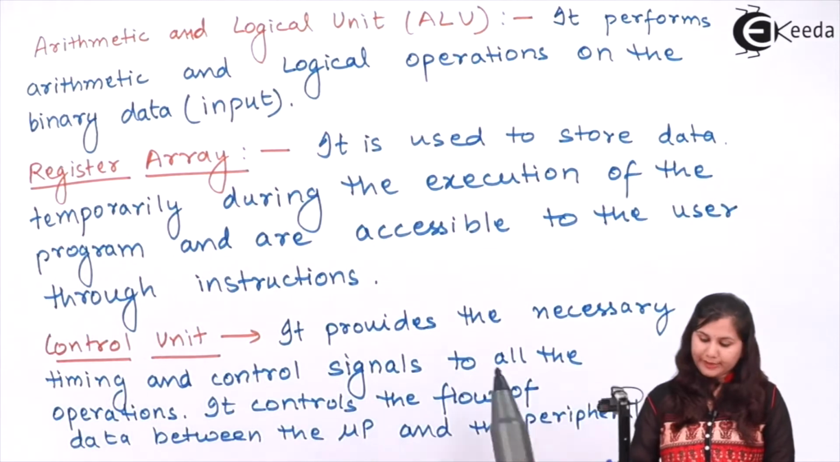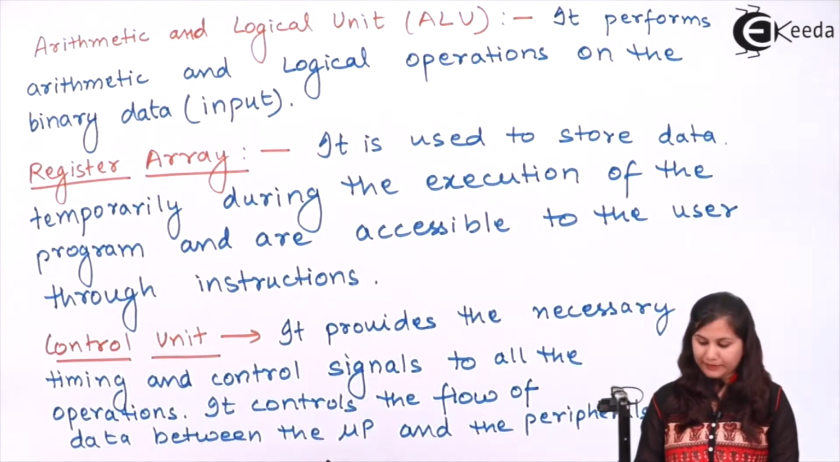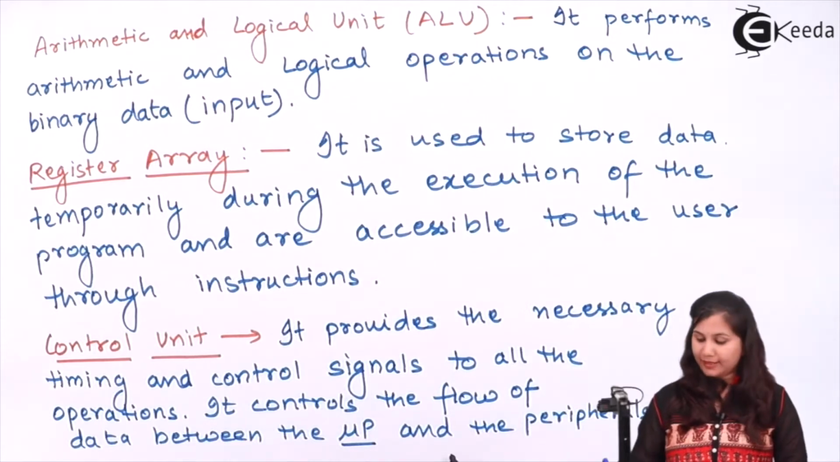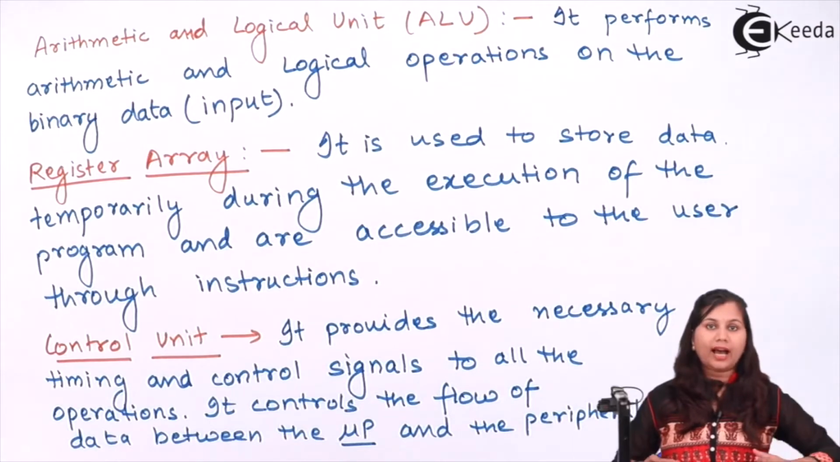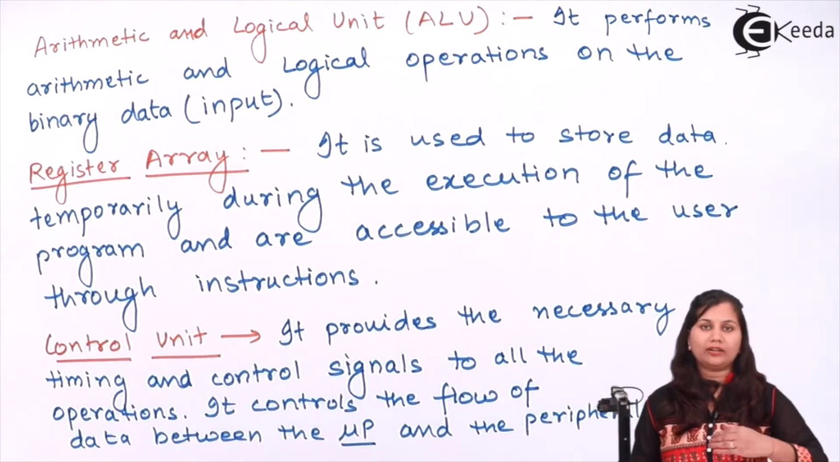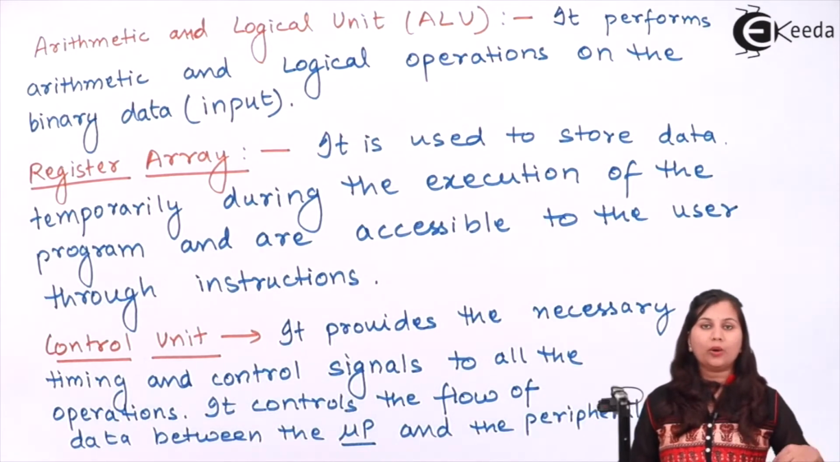So the control unit provides the necessary timing and control signals to all the operations, and it controls the flow of data between the microprocessor, the peripherals and the memory. It controls how the data is going to flow: from where the microprocessor is going to pick the data, where it is going to store the result, and on which output device it has to show the result. All this is controlled by the control unit.